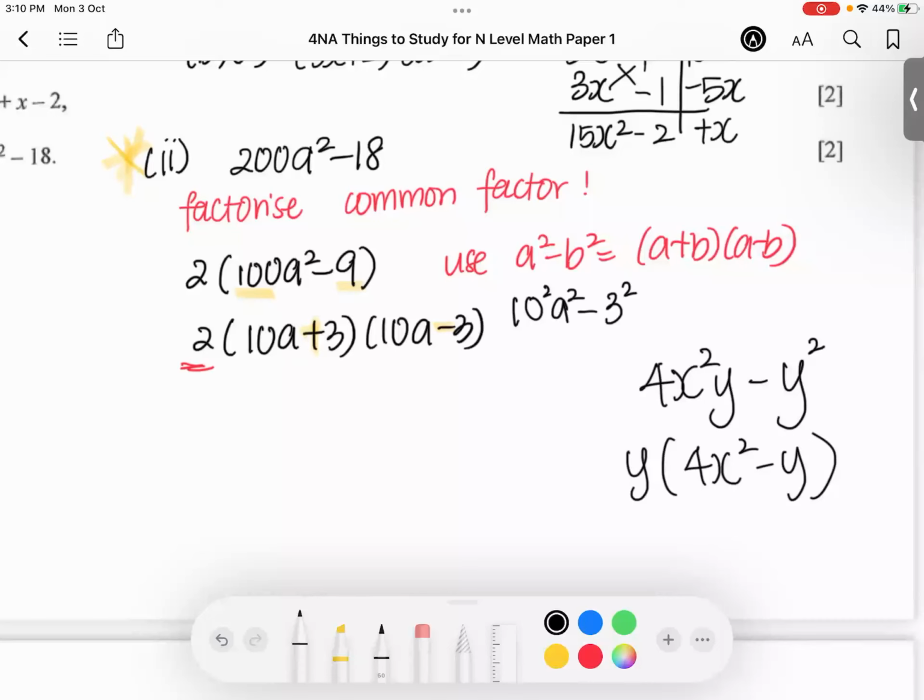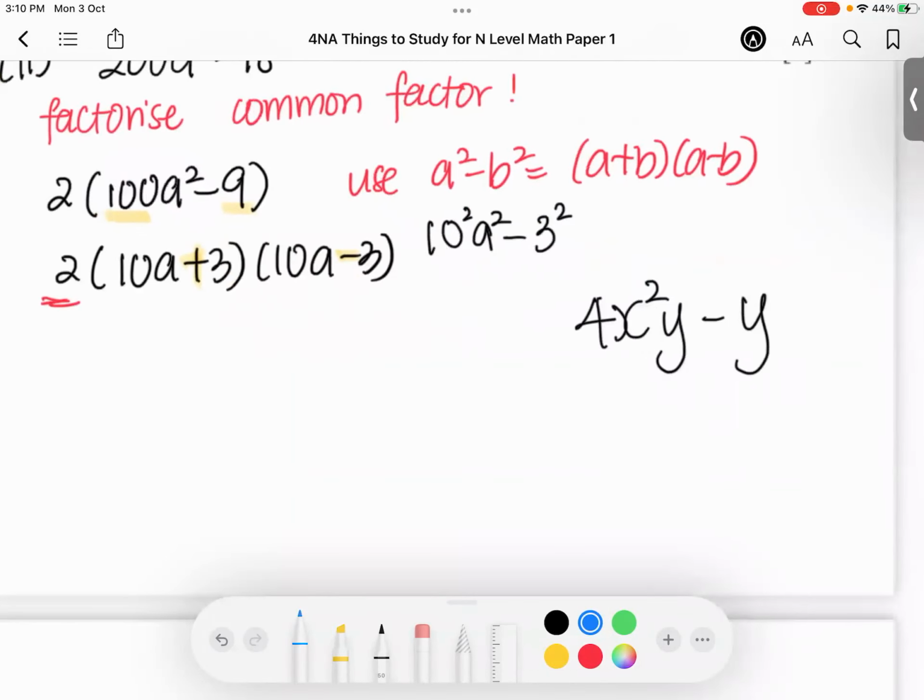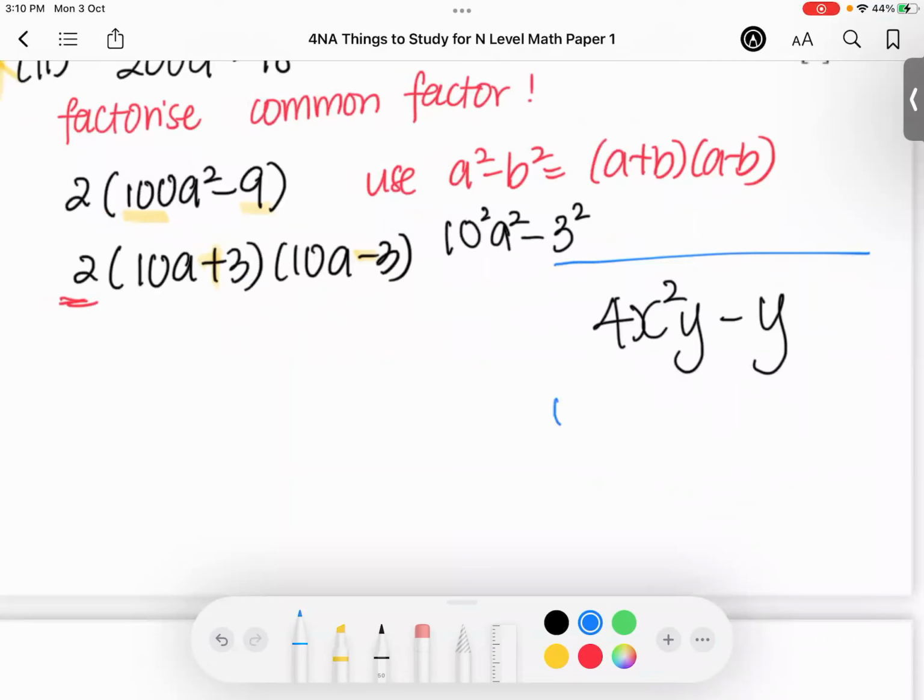But what happens using these questions, what happens if I change this question into this? Can you tell me how to do this question? If it's this question, what do we do? We factorize out the common factor first. I get 4x squared. I factorize out y. I got 2 terms over here, right? So inside my bracket also must have 2 terms. What is this term at the back?